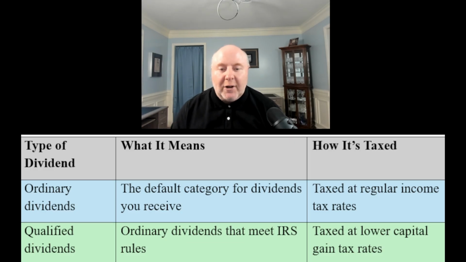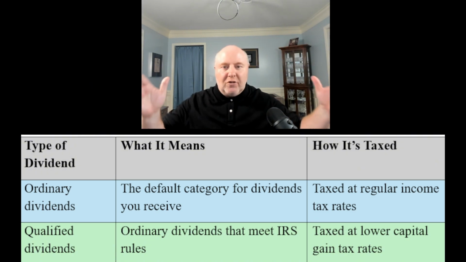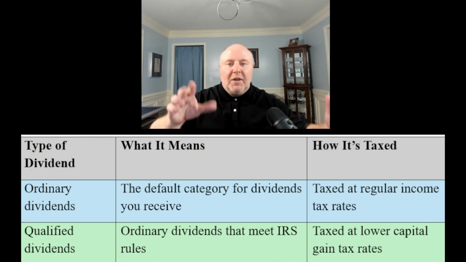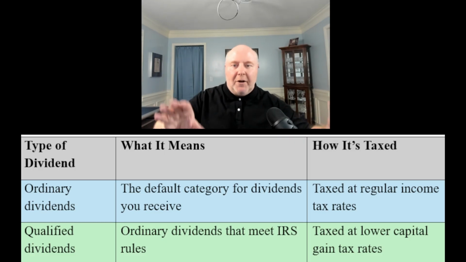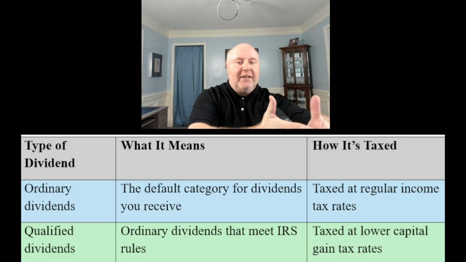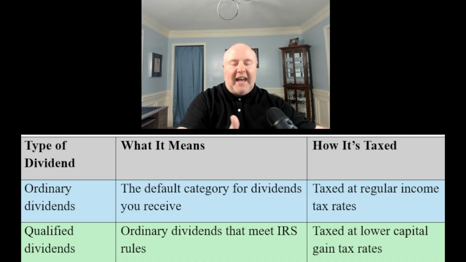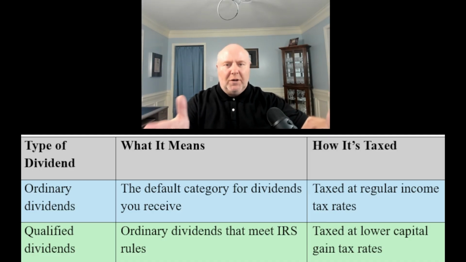So what makes it a qualified dividend? Well, there's a few things. First off, there's a holding period requirement. So you have to have held the stock for at least 60 days within a 121-day period. So it's 60 days within a period that starts from the ex-dividend date, 60 days before, and 60 days after. So within a 121-day period, you're looking at holding it for 60 days.